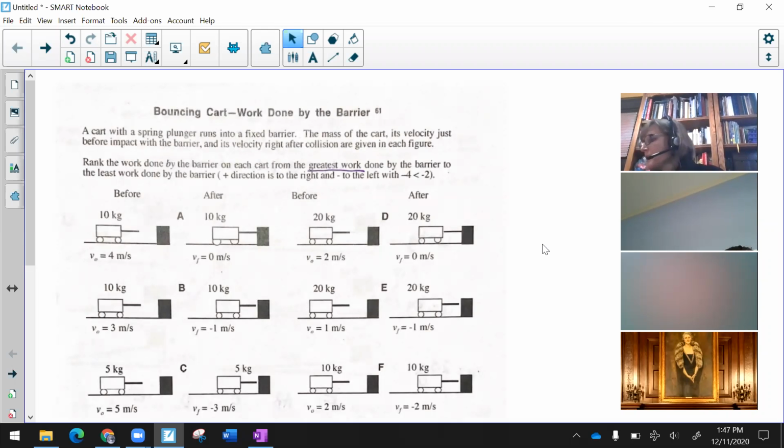So, a cart with a spring plunger runs into a fixed barrier. The mass of each cart, its velocity just before the impact with the barrier, and its velocity right after the collision are given in each figure. Rank the work done by the barrier on each cart from greatest work to least work. So, what do you think?